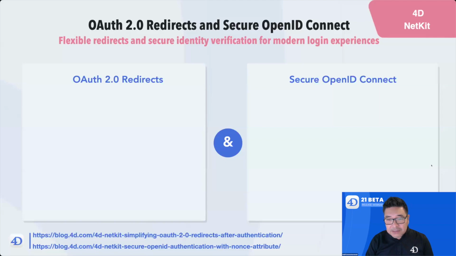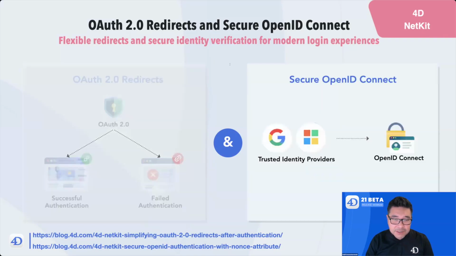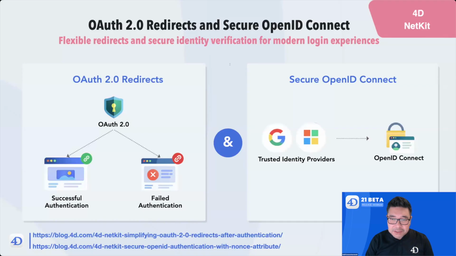OpenID Connect provides verified identity information directly from the provider, allowing your application to confidently confirm who the user is. Together, these enhancements bring clarity and reliability to your authentication flow. Users land in the right place, security is strengthened, and your code stays focused on the product that you're building.